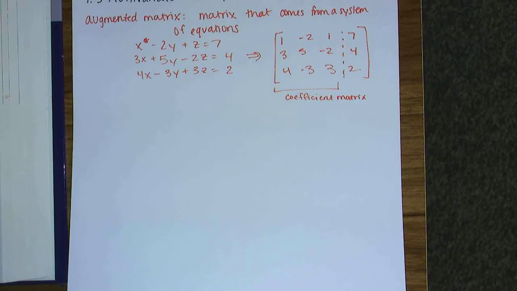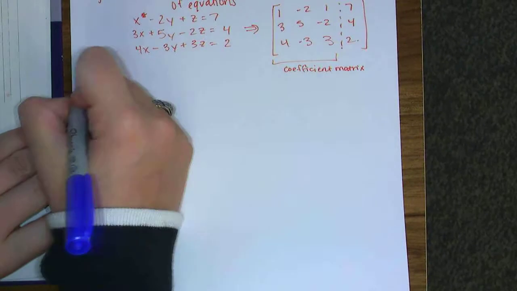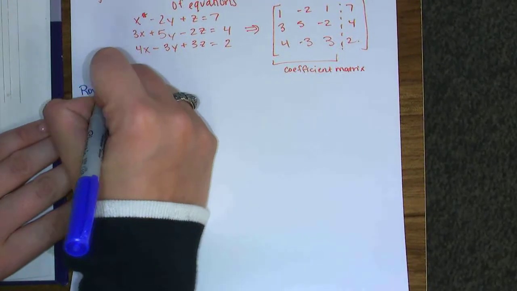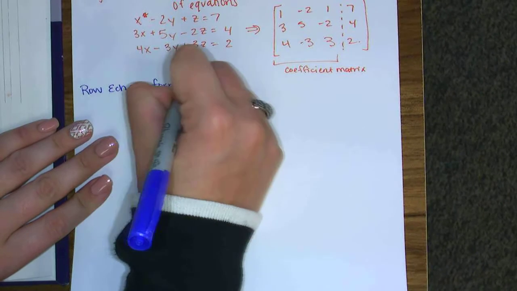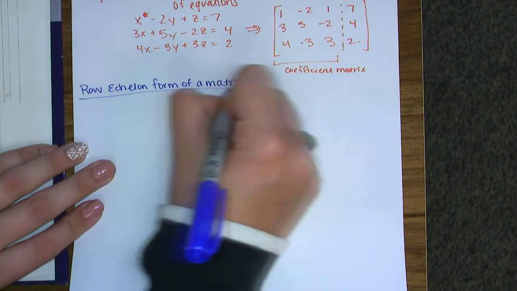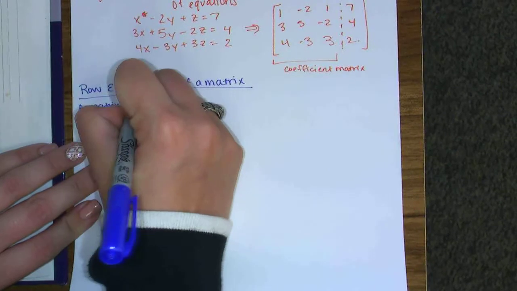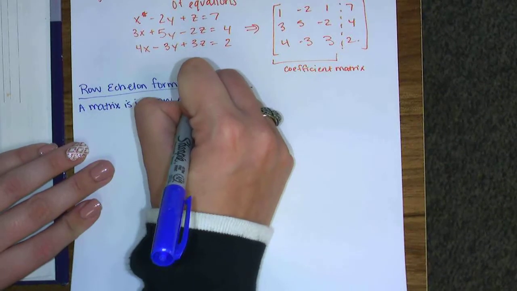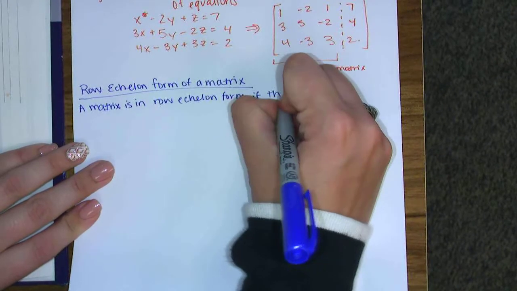So then there's two different forms that we need to be aware of, and I'm going to give you the rundown of those really quick, and then we'll just jump into some problems. So, row echelon form of a matrix. A matrix is in row echelon form if the following conditions are satisfied.